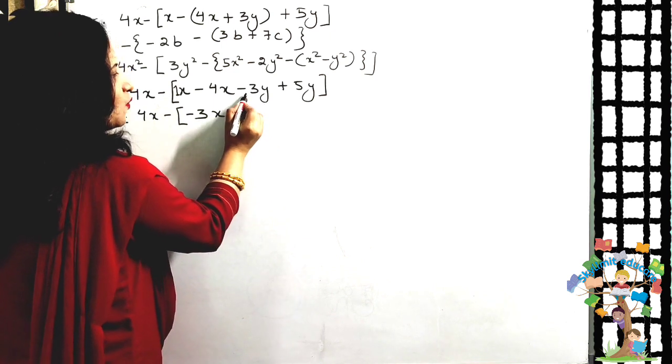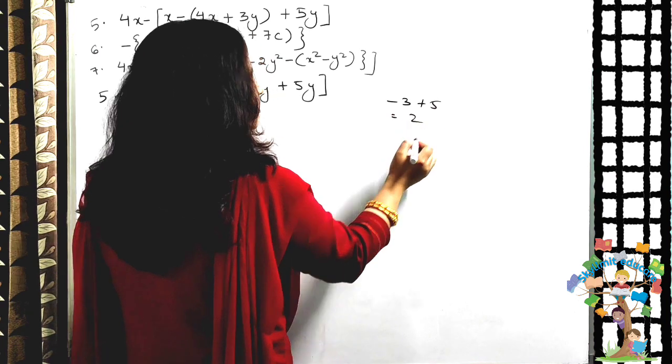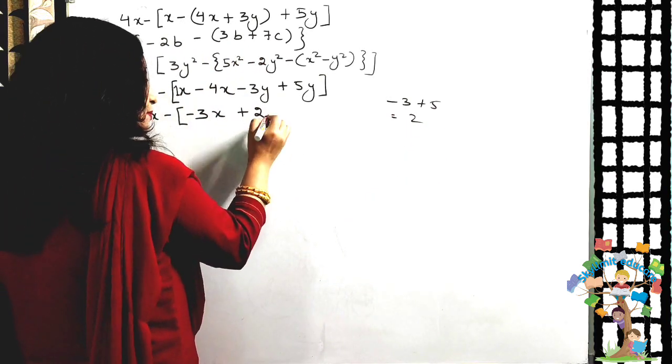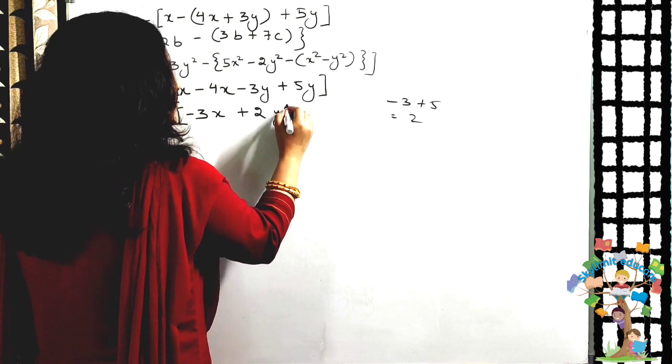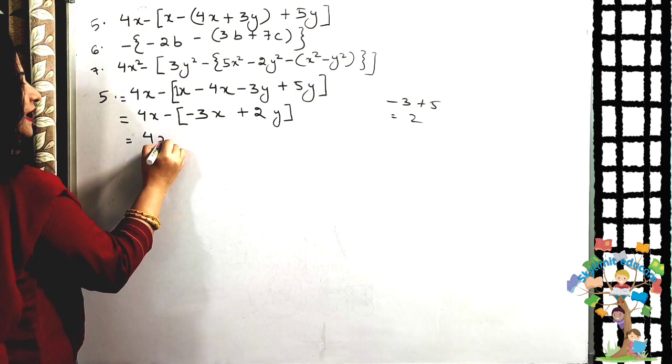Now next. These two are like terms. What is the number part? One is minus 3. The other one is plus 5. So the answer will be plus 2. Plus 2 or not? So plus 2 is the number part. And the literal coefficient is y. Clear everyone?